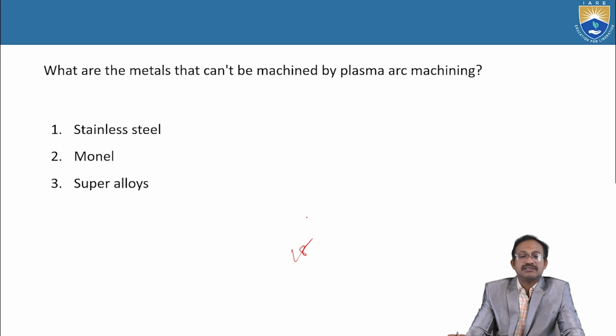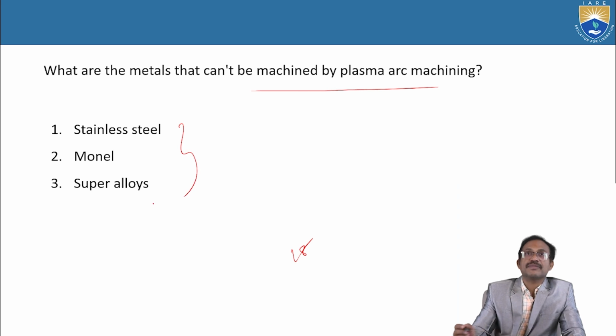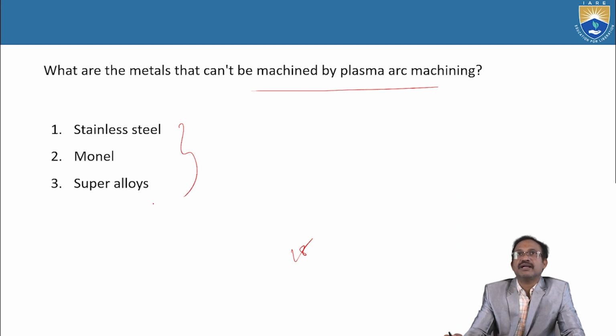What are the metals that can't be machined by plasma arc machining? Usually we cannot machine a few metals by using plasma arc machining. We cannot machine stainless steel, we cannot machine monel, we cannot machine super alloys.